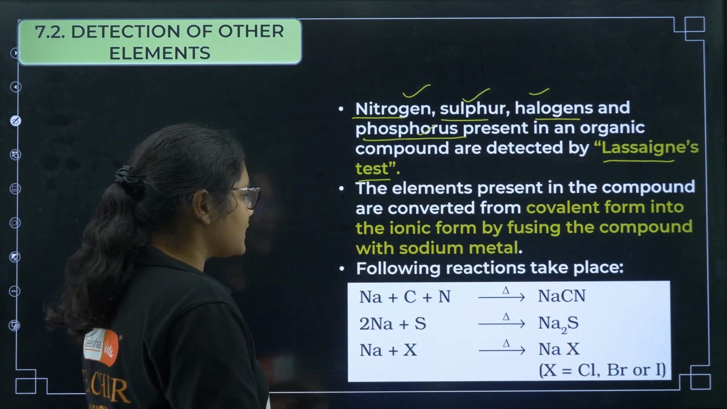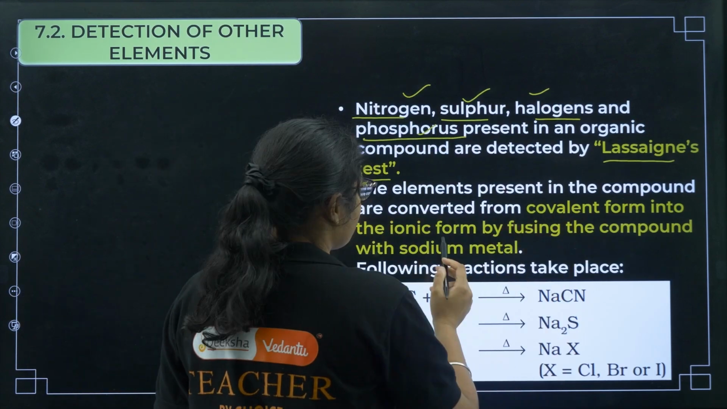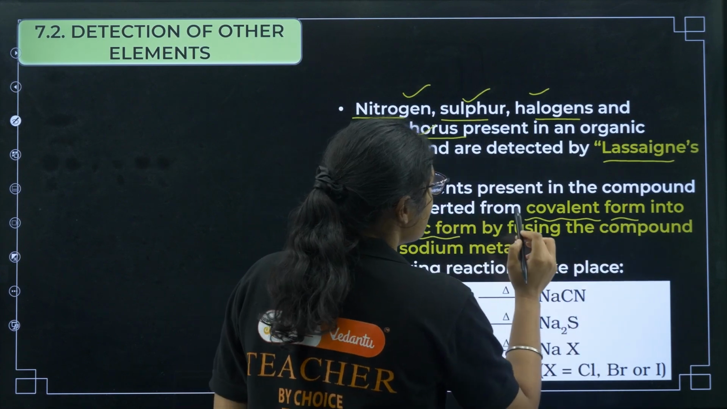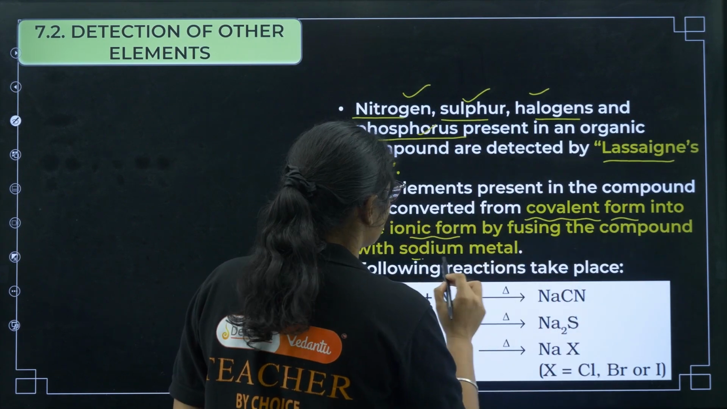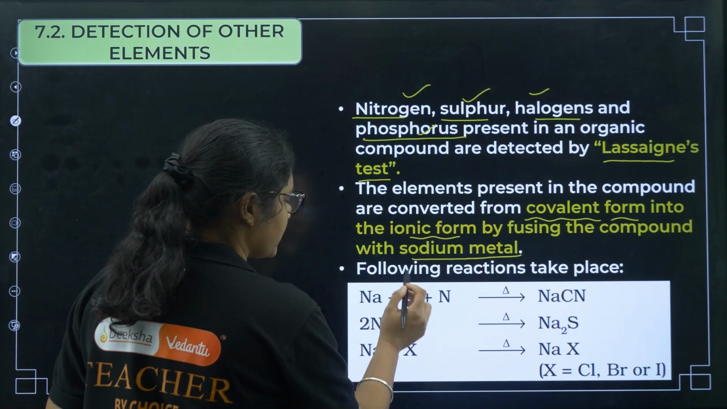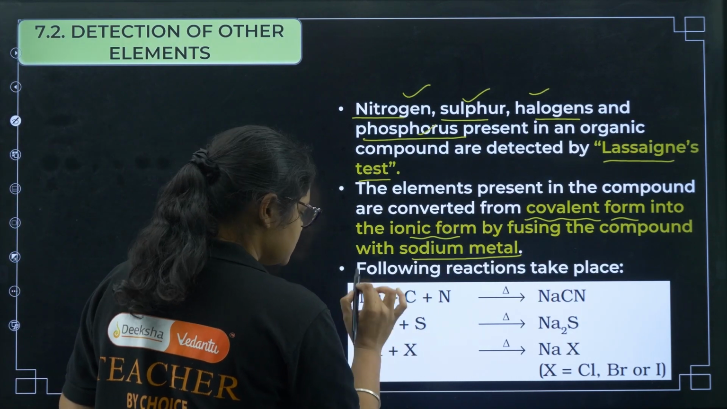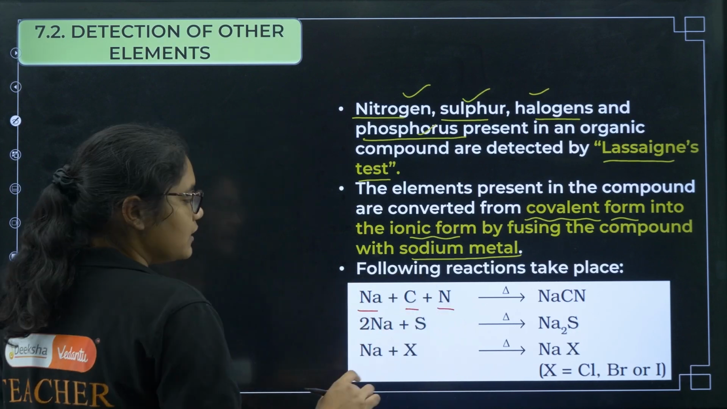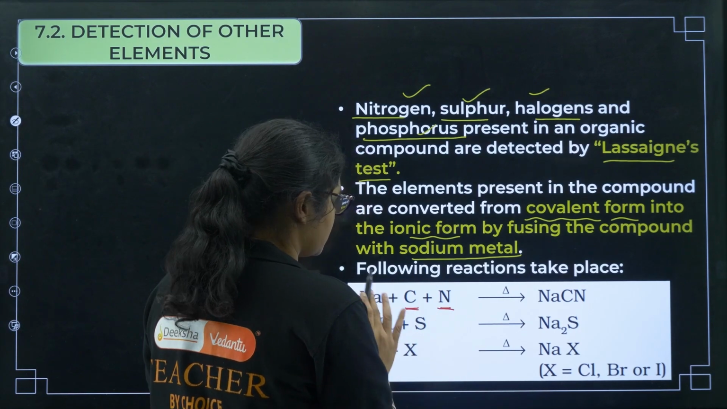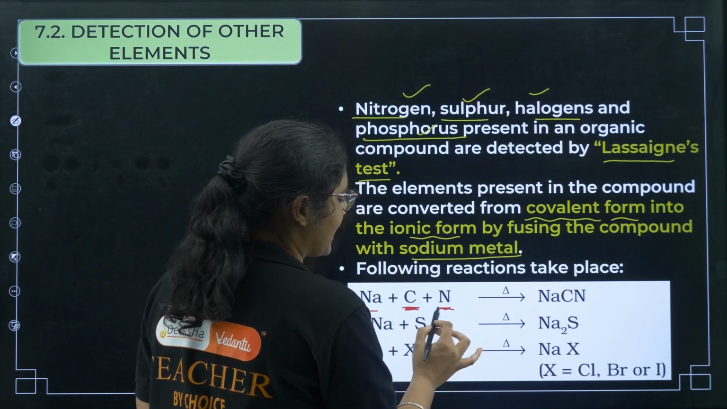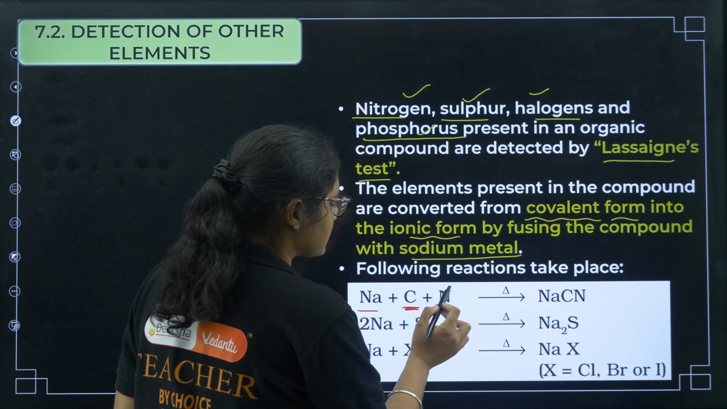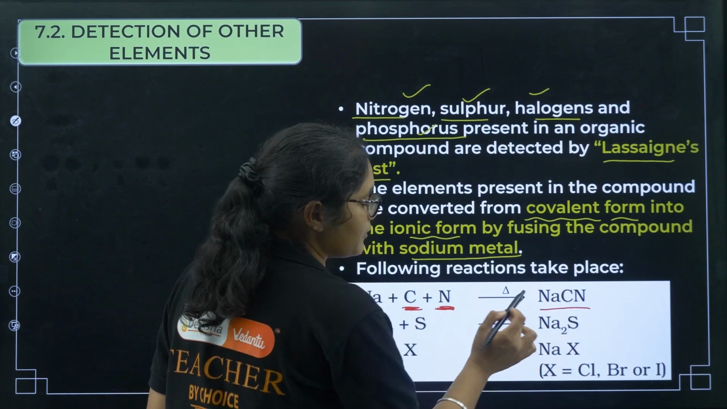Now what exactly is done? The elements present in the compound are converted from the covalent form into the ionic form by fusing the compound with sodium metal. Now you see, this is an organic compound which has sodium, carbon, nitrogen. The organic compound has carbon and nitrogen apart from hydrogen. Now what will happen when you heat it? The CN part will form an ionic compound as NaCN.